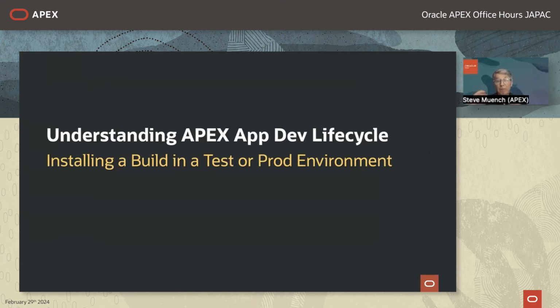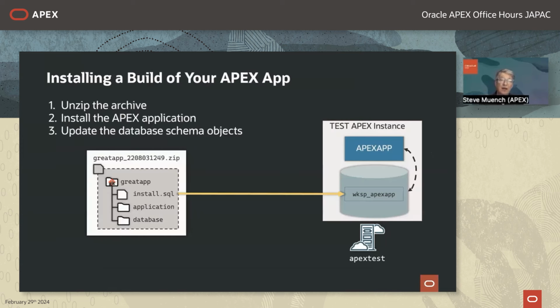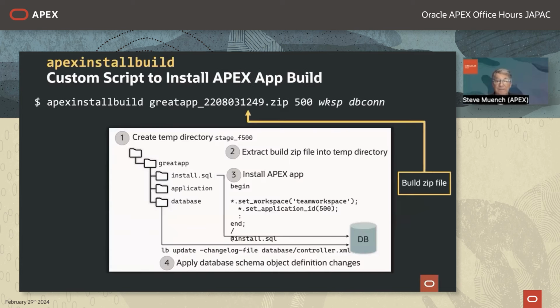So how do you move an application build from one environment to the next? The way that you do that is you first create a build of your application. We did that by making a zip file of the exported files from Git. So now you have a zip file. The way you install that is you unzip it to produce a directory of files, and then you install the Apex app and run the database changes against the target database.